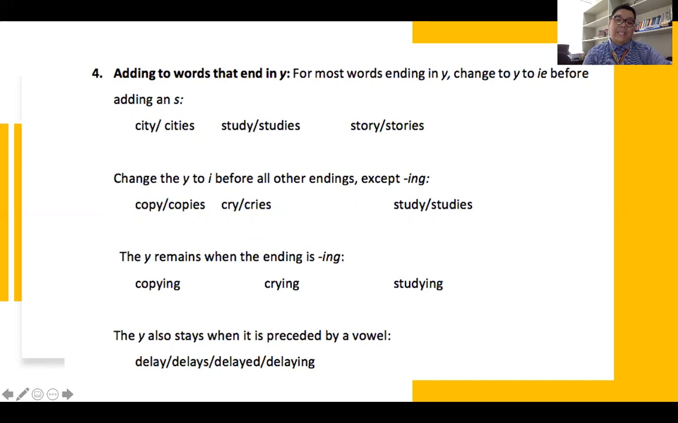The Y also stays when it is preceded by a vowel. For example, in the word delay, if you notice, Y is preceded by the letter A. So when you affix it with different suffixes such as -s, -ed, and -ing, the Y stays. You say delays, delayed, delaying.